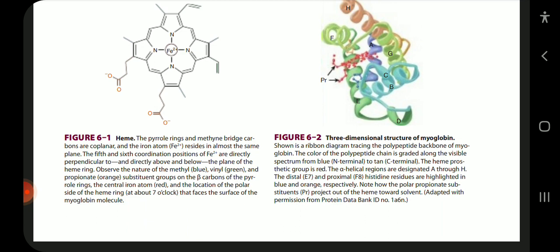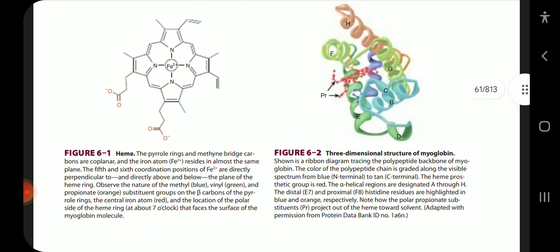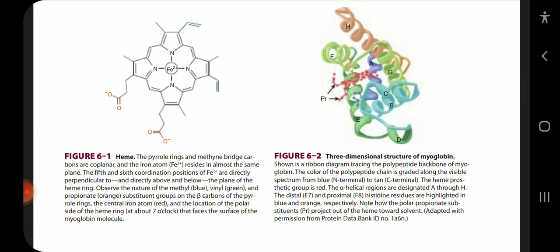The fifth and sixth coordination positions of Fe2+ are directly perpendicular to, and directly above and below, the plane of the heme ring. Observe the methyl (blue), vinyl (green), and propionate (orange) substituent groups on the beta carbons of the pyrrole rings, the central iron atom (red), and the location of the polar side of the heme ring at about 7 o'clock that faces the surface of the myoglobin molecule.